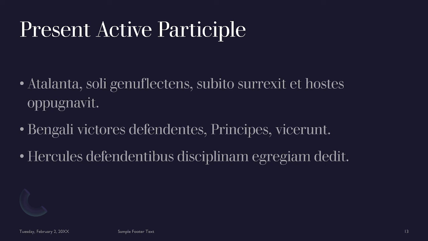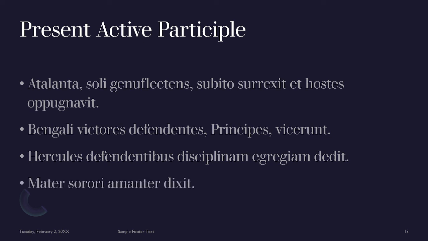So this is our example from one of the earlier slides. Hercules dedit, Hercules gave. Disciplinam egregiam, so I said exercitus before, disciplina also works. Disciplinam egregiam, excellent discipline, excellent training, and he gave it to somebody. Hence why defendentibus is written with -ibus, a dative ending, because we're giving to them. Defendentibus would be the indirect object.